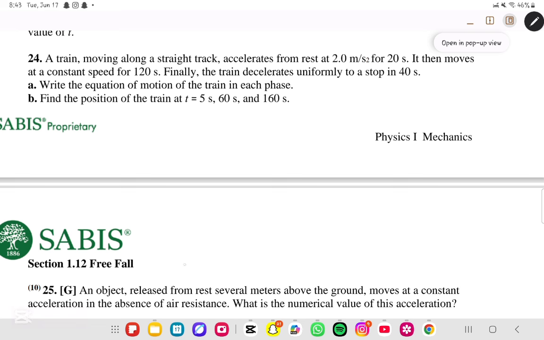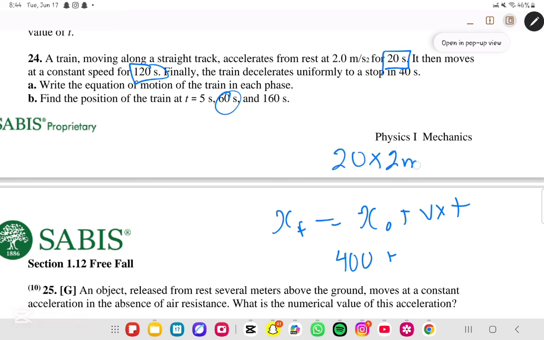Now, 60 seconds. In which phase is it? It is definitely not in the 20 second phase, but it is in the 120 second phase. In the 120 second phase, which equation did we use? We used x final is equal to x initial plus velocity times time. So x initial was 400 from the first phase, plus the velocity. It's moving at a constant speed. What is the constant speed? The constant speed is 20 times 2 meters per second squared, which is 40 meters per second. So plus 40 times the time.